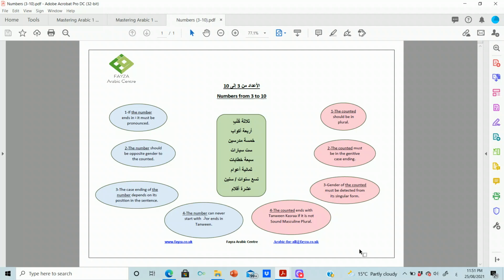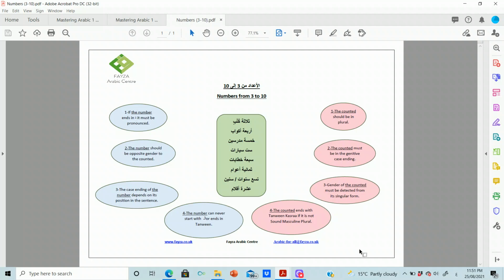I have put all the rules that are referring to the first word in the 4 blue circles, and those referring to the counted word, which is the second word, in the pink circles. The first blue circle on the left top says if the number ends in ta' marbuta, it must be pronounced. And this has to do with the idafa structure. So we have ثلاثة كتب, 4 أكواب, 5 مدرسين. We cannot say ثلاثه كتب. It has to be ثلاثة كتب, and so on.